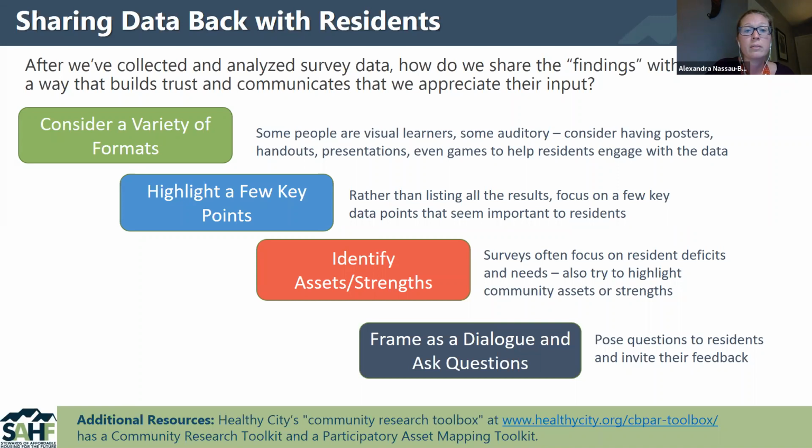But a couple of suggested practices. You should be considering a variety of formats. This one shouldn't be surprising. People consume information differently. People like choice. People learn and absorb information differently. And so if there's a possibility of presenting data or learnings in a variety of formats, this encourages more people to engage with the information.